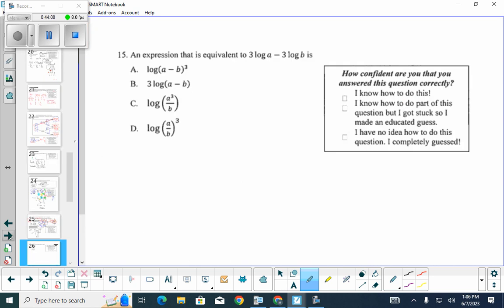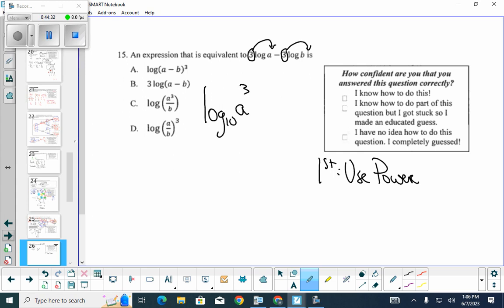Okay, so here's another log laws. First thing we have to do is use the power rule. So we've got to take this 3 and shimmy it back. Remember, don't hit the subtract. Just take the 3. So we've got log base 10 of a cubed minus log base 10 of b cubed.